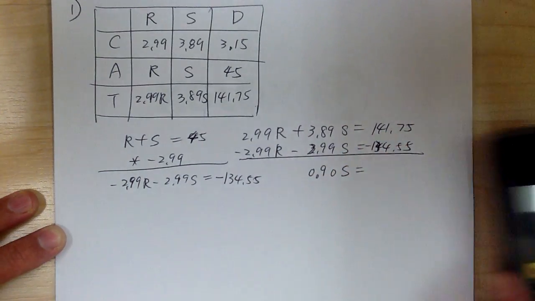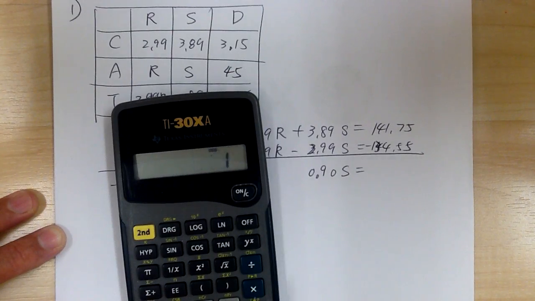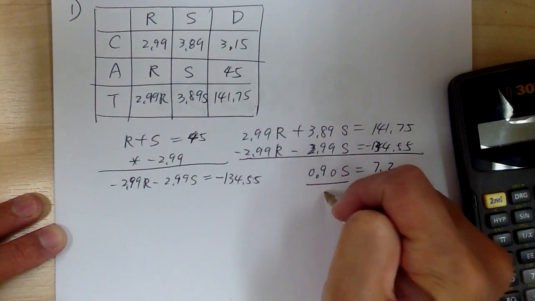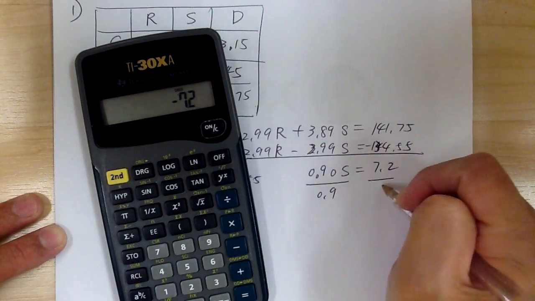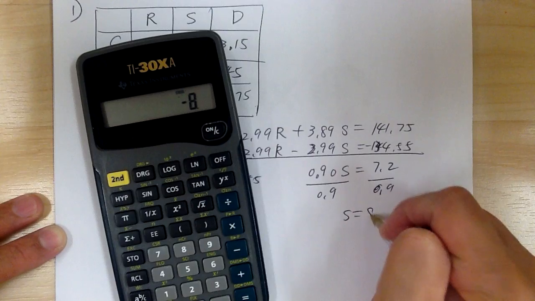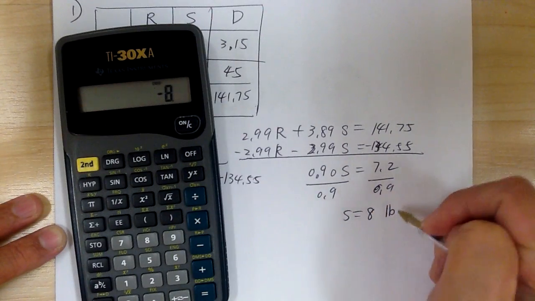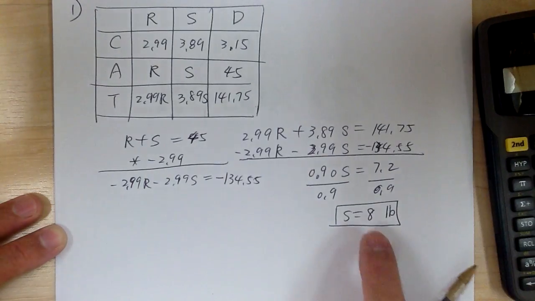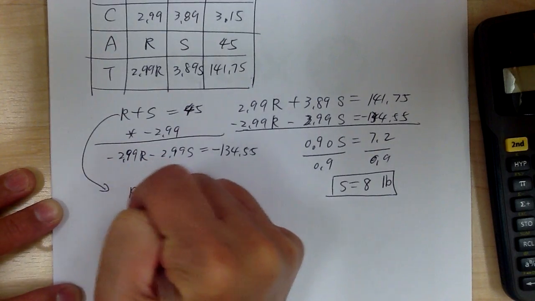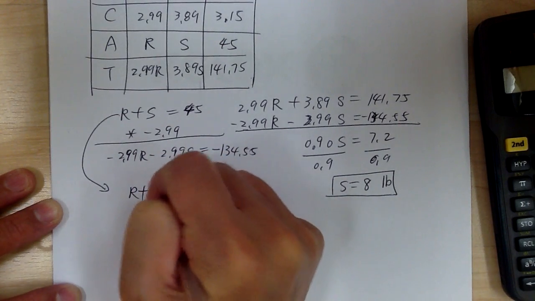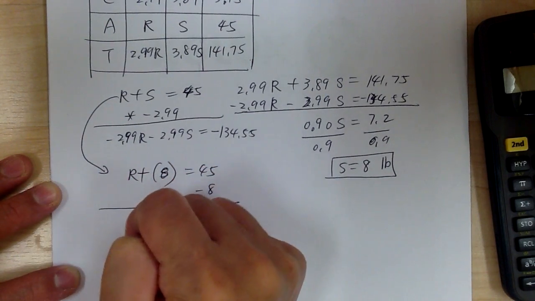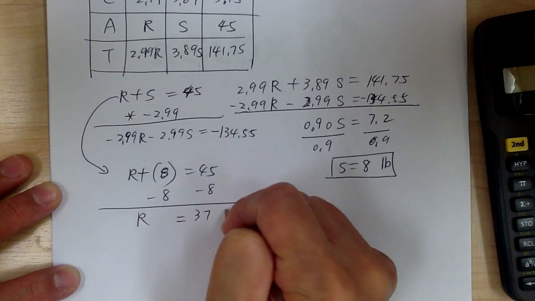So when you subtract, this cancels out, and from here you're going to get 0.9 S equal to 7.2. And then you divide by 0.9, divide by 0.9, so S will equal 8, and the label is pounds. So after you solve for one, you look for the easiest equation. This would be the easiest. So you get R plus S, which is the 8, equal to 45. Minus 8, so R is equal to 37 pounds.